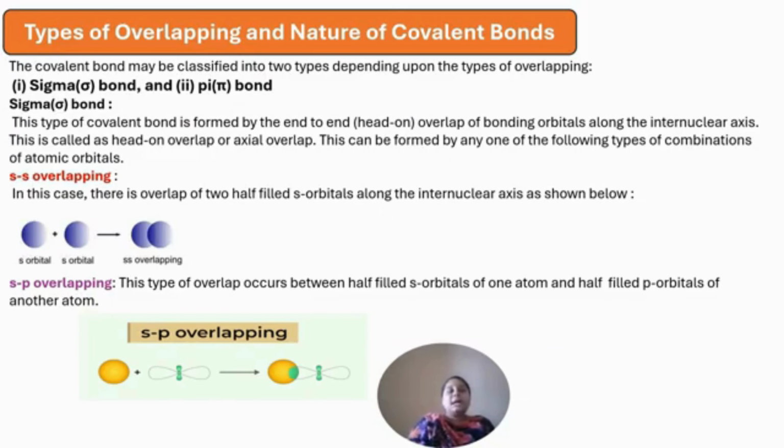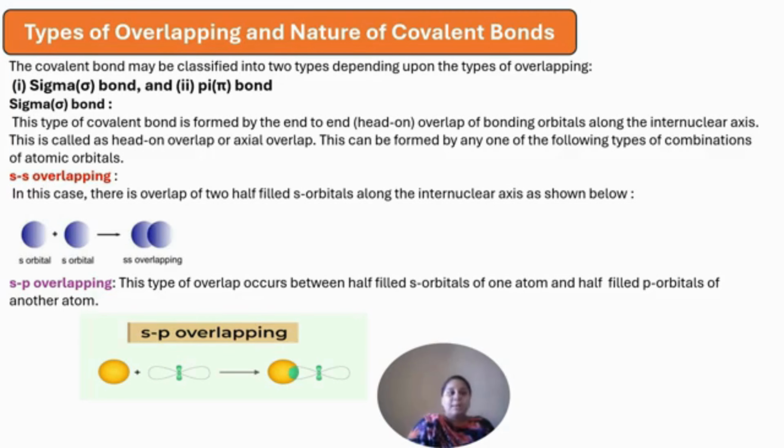So the next is types of overlapping and the nature of covalent bonds. The covalent bonds are classified into two types based upon the overlapping: sigma bond and pi bond. Sigma bond is the type of covalent bond formed by the end-to-end overlap of bonding orbitals along the internuclear axis, and this is called head-on overlap or axial overlap. This is formed by two types of atomic orbitals.